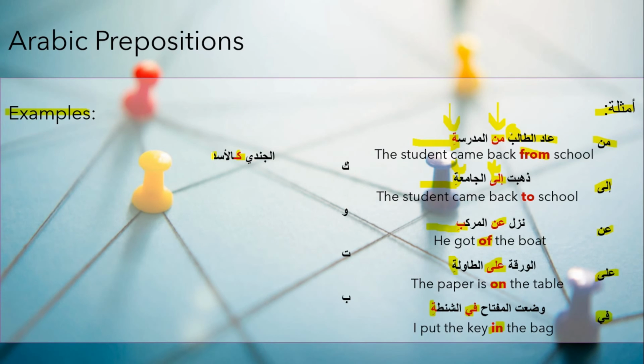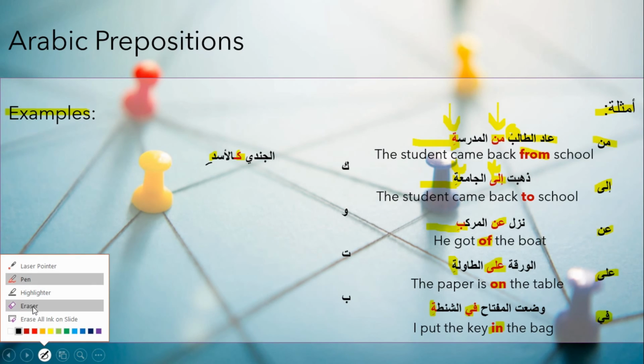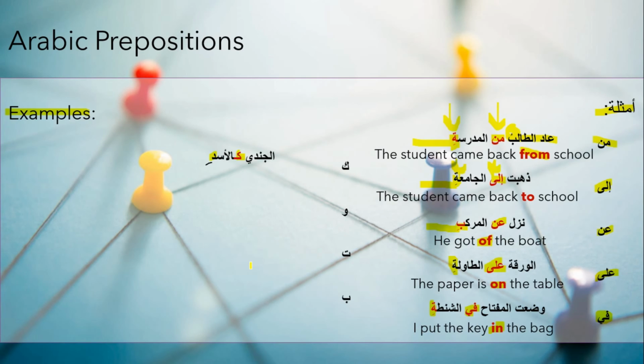الجندي كالأسد. As you can see here, I'm connecting the letter kaf because it's not a standing alone word. We cannot just write it as it is in the sentence and that's it. We have to connect it to the word. So if you want to say it the right way, you would say الجندي كالأسد. The soldier is like a lion.